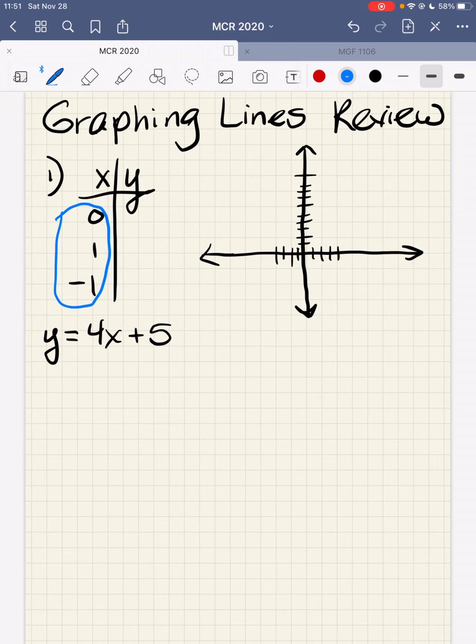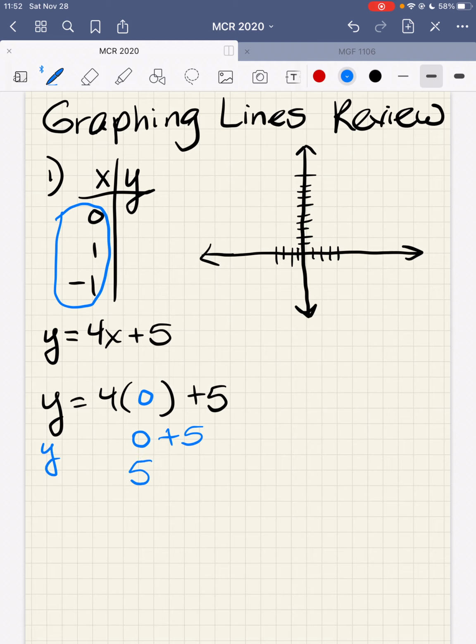Okay, so my first value is 0. So I have y is equal to 4 times whatever plus 5. Where that x was, I put a set of parentheses, and inside the parentheses I put the value 0. Then I just work it out. 4 times 0 is 0, and 0 plus 5 is just 5. So y is equal to 5, and in the y column with 0, I'm going to put a 5.